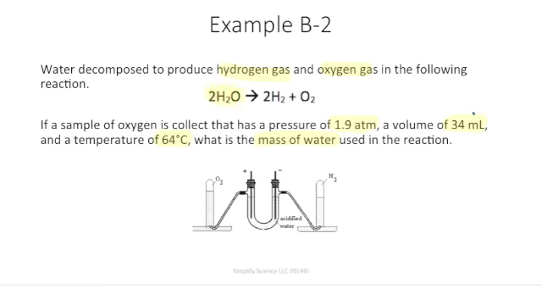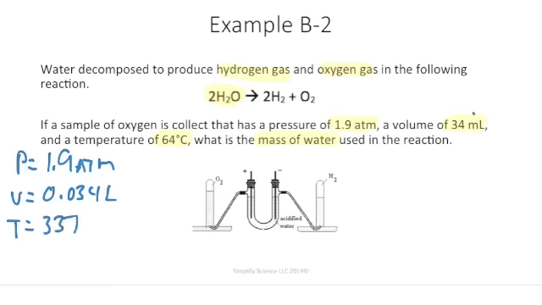Let's look at what we're given. We're given a pressure which equals 1.9 atmospheres, a volume, which we know it can't be in milliliters, so let's just convert that to liters by dividing by 1,000, of 0.034 liters, and then a temperature of, we can't keep that in Celsius, so let's go ahead and convert that to Kelvin by adding 273, which is 337 Kelvin. So we have a pressure, a volume, a temperature. Remember, we always have R. Since this is atmospheres, we'll use 0.0821 for our R value.